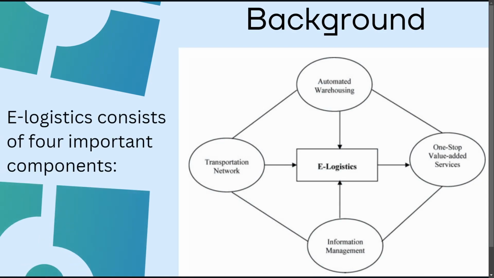Next is the background research. In conclusion, e-logistics consists of four important components. First, automated warehousing; second, the transportation network; third, information management; and fourth, one-stop value-added services.